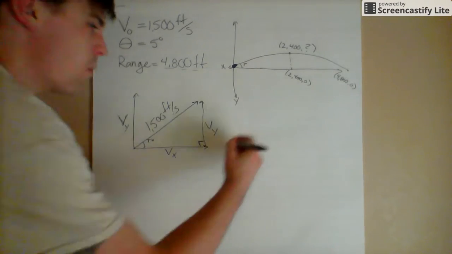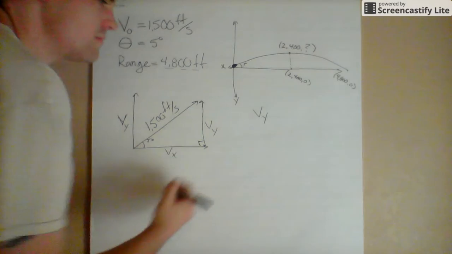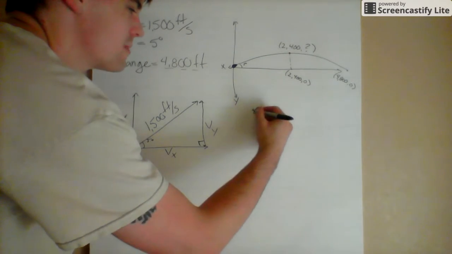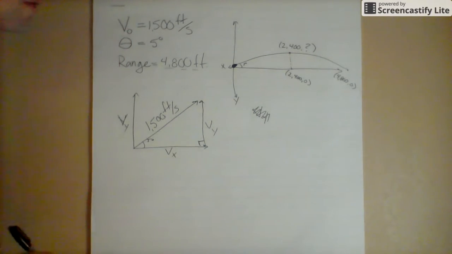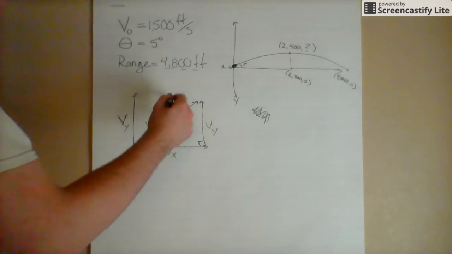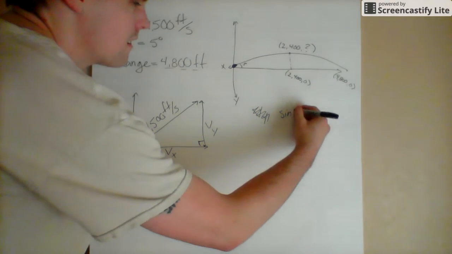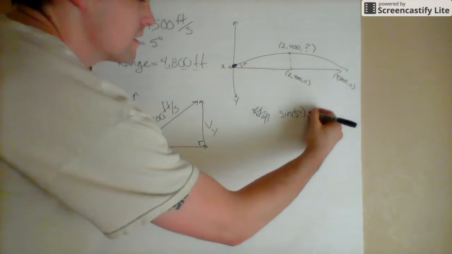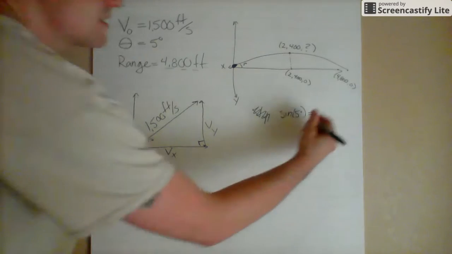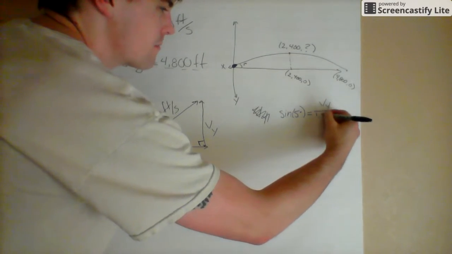So starting with Vy, we find that, I apologize, let's back up here for a second. Using what I know about trigonometry, that old phrase SOHCAHTOA, sine is opposite over hypotenuse. So the sine of 5 degrees is going to be equivalent to the opposite, Vy, divided by the hypotenuse, 1,500.